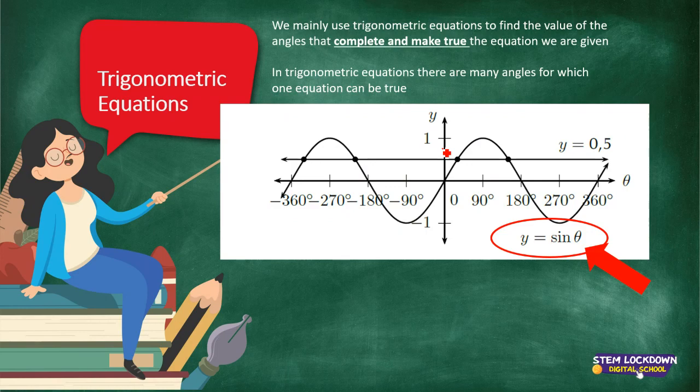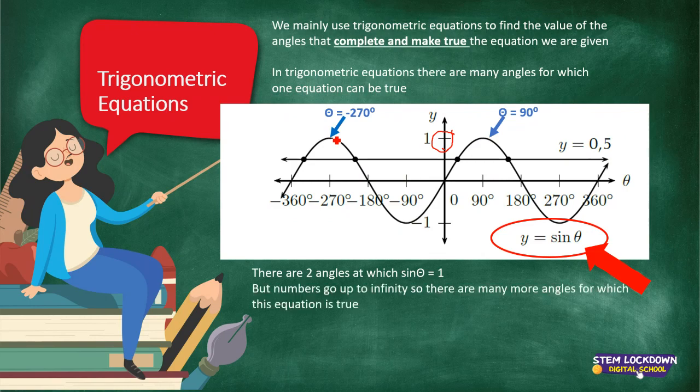From the graph alone, you can already see there is more than one point where sine theta is equal to 1. We have a point where theta is minus 270 degrees, and another point where theta is equal to 90 degrees. So as you can tell from here, there are many numbers. Numbers go up to infinity. As you extend your sine graph, you get more peaks, and at those peaks, sine theta is equal to 1.